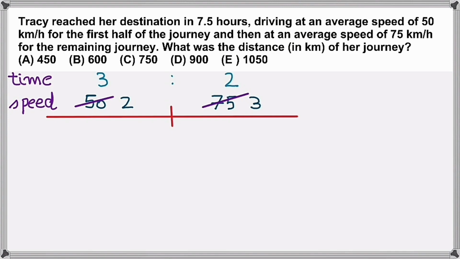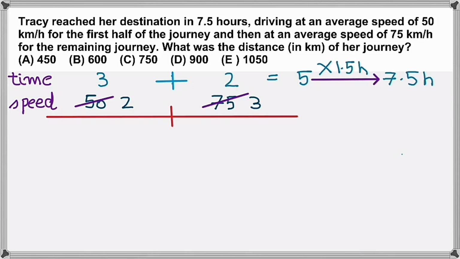So, accordingly we can say that the total time taken would be 3 plus 2, that is 5 units. And on comparing this total time to the actual value of time taken to reach the destination, which is 7.5 hours, as per the question, we get the value of 1 unit of time as 1.5 hours.